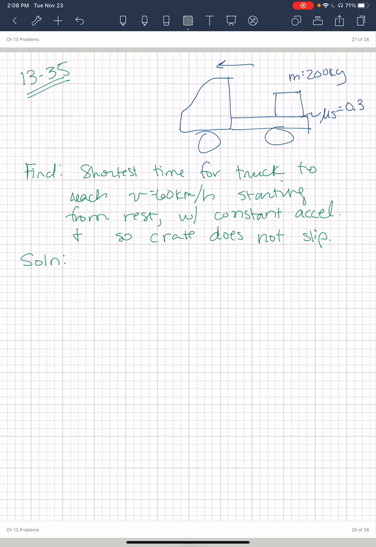So I went ahead and wrote down the given and the find. We want to find the shortest time for the truck to reach that velocity of 60 kilometers an hour, starting from rest with constant acceleration. And we want to make sure the crate doesn't slip. So conceptually, just look at the problem. What we really need to find first is what horizontal acceleration happens before slipping happens.